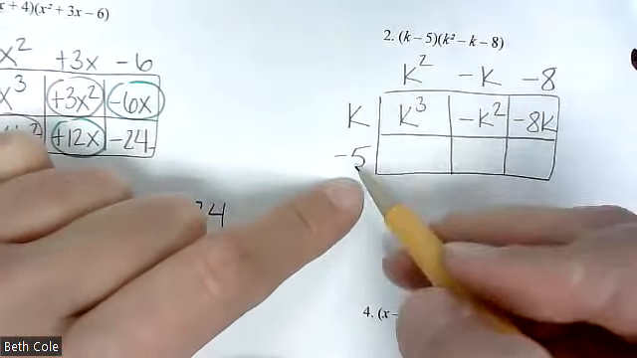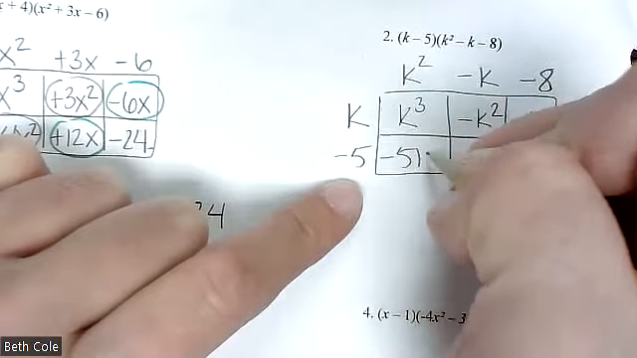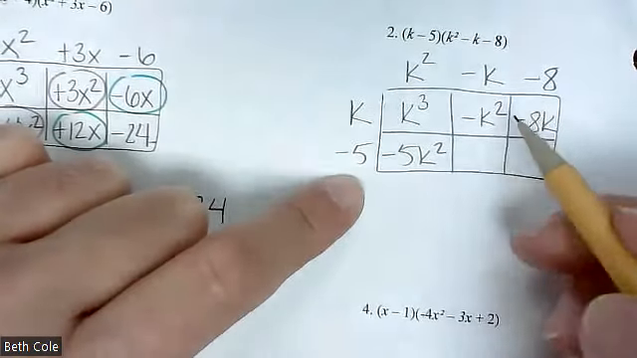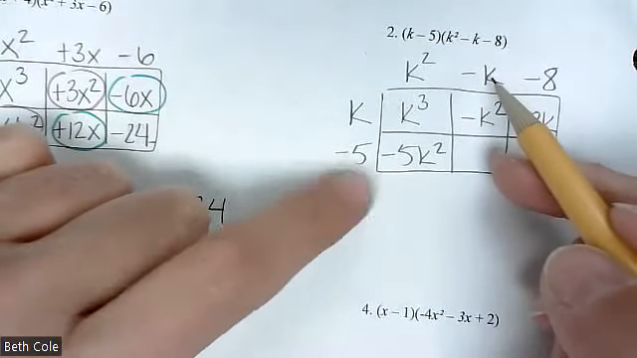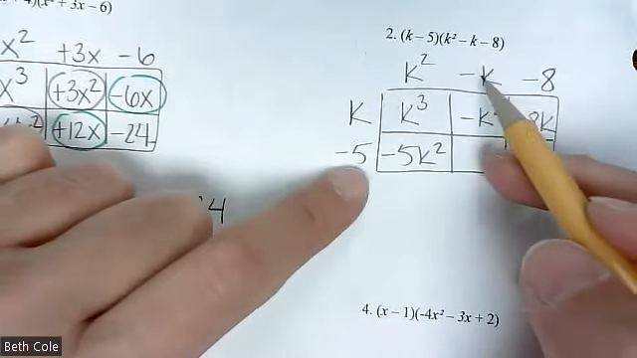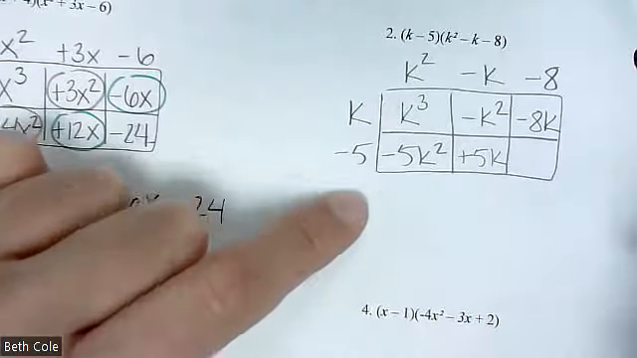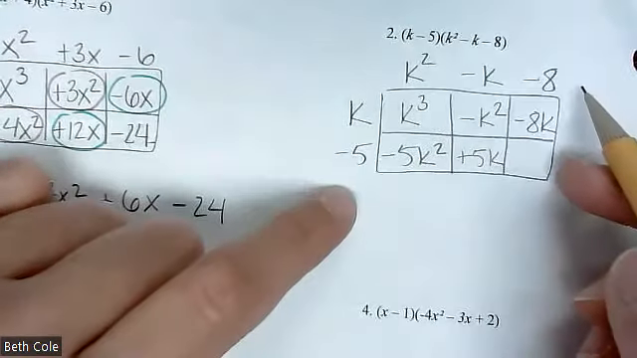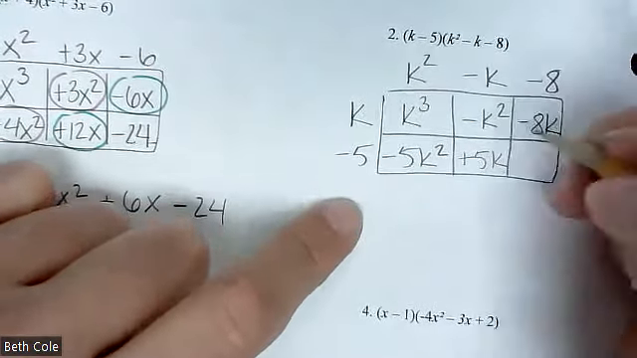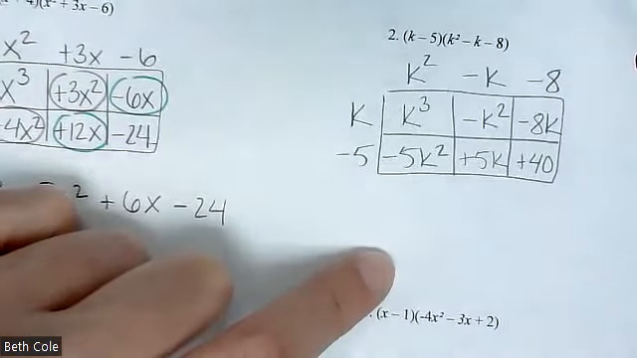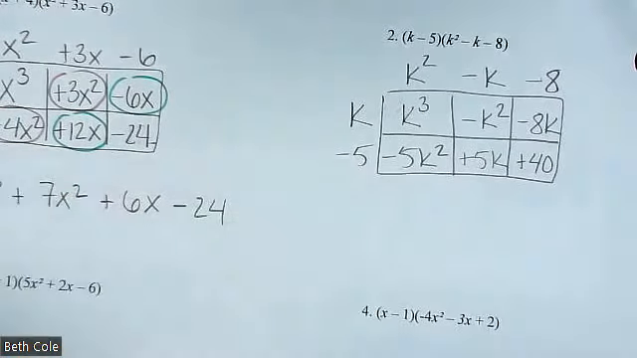All right, and then this one will be negative 5k squared. Ooh, careful with this one. Listen, negative 5 times negative k is positive 5k, the negatives cancel out. And the same thing's gonna happen here. Negative 5 times negative 8 is positive 40. Good job.